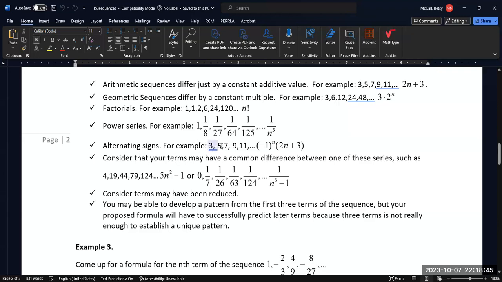You also want to take into account the possibility of having alternating signs. Alternating signs are usually expressed in a formula by -1 to the n or -1 to the n plus 1, depending on whether you're starting at 1 or 0 and whether your first term is positive or negative. Since I started counting at 0, then -1 to the 0 would be a positive sign. When n is 1, then -1 to the 1 will be negative. So that alternating sign component is usually expressed in this way.